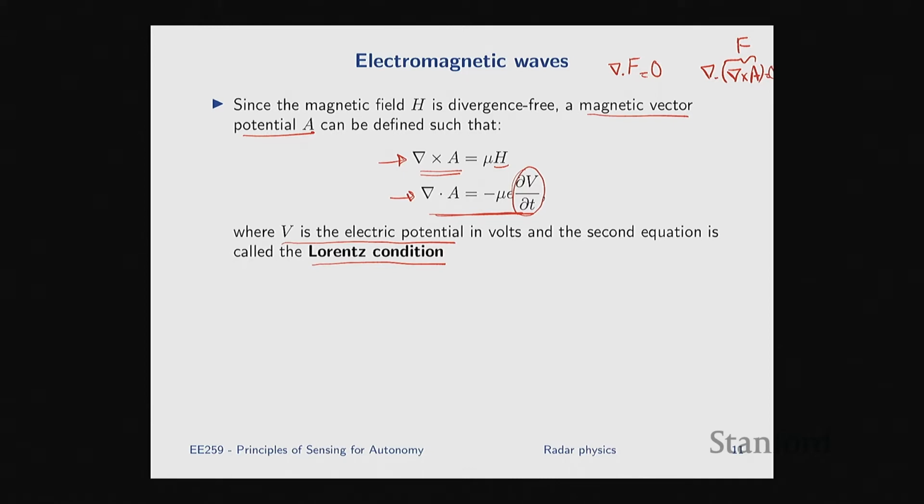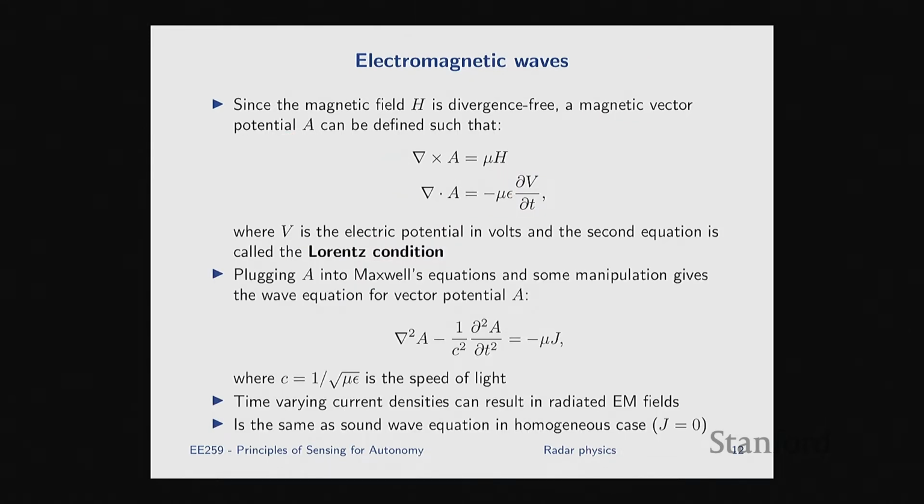So now we can plug this A into Maxwell's equations, and after some simplification, especially using the second equation, we end up with the famous electromagnetic wave equation for the vector potential A. The wave equation is written here. We have the Laplacian of A minus 1 over c squared, where c is the speed of light, times the second time derivative of A equals minus mu times J. And remember, mu is a constant, the permeability of the medium, and J is the electric current density in units of amps per meter squared.